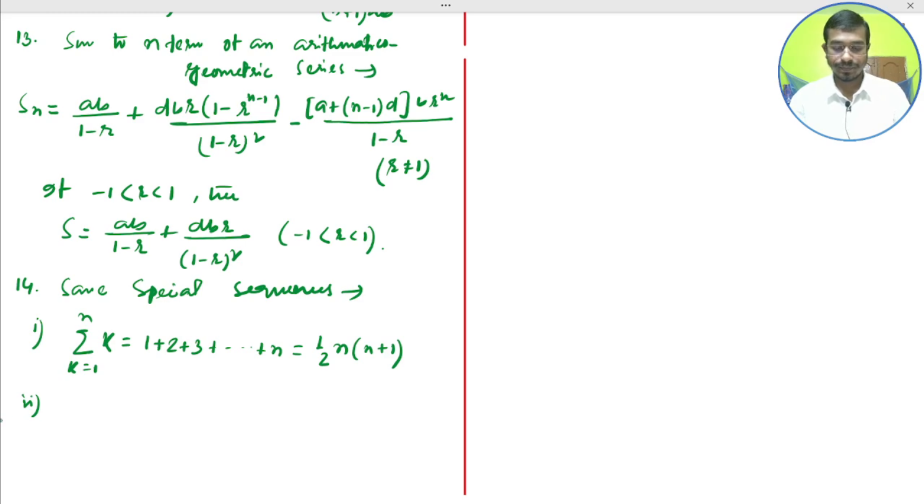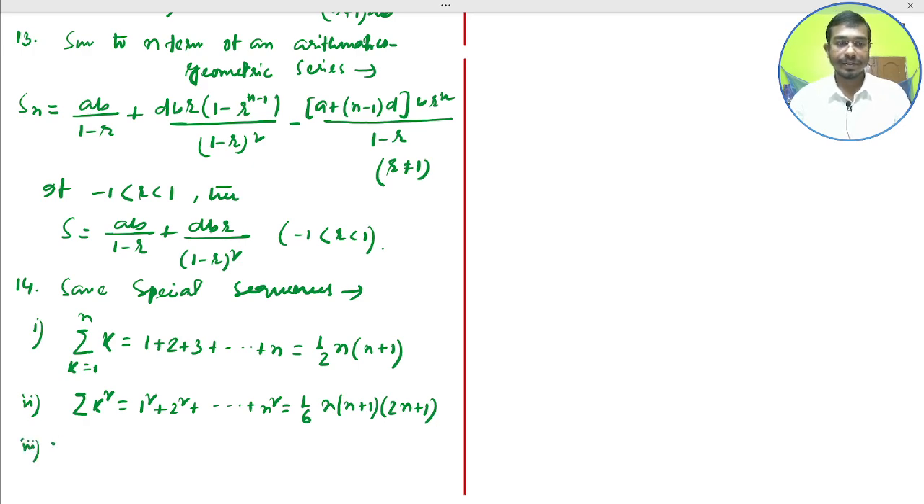Next, summation of k square, that is 1 square, 2 square, dot dot dot n square, that would be 1 by 6 n into n plus 1 into 2n plus 1.